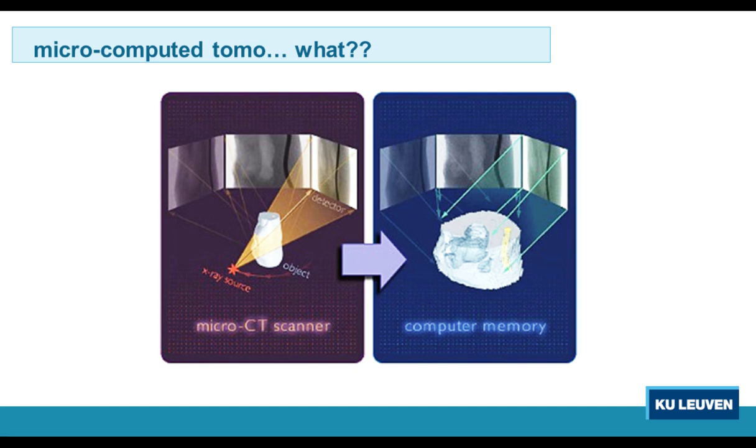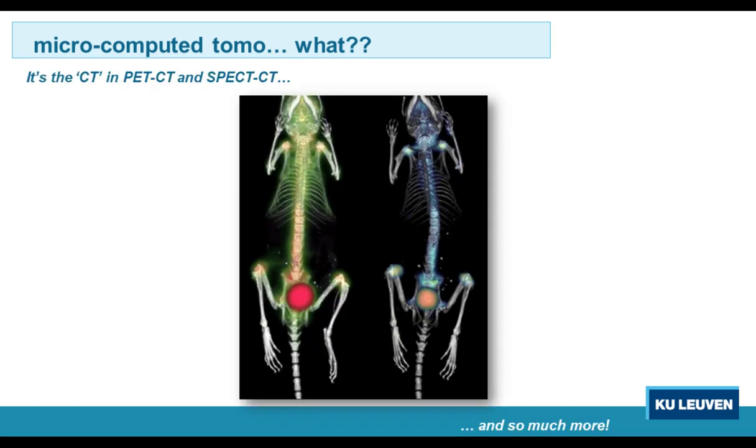And then micro actually refers to the very small, micron range resolution that a dedicated small animal CT scanner can provide for our research. Now, it's very classically used as a co-registration method to give anatomical context to PET and SPECT images, and it stands for the CT in PET-CT and SPECT-CT. Maybe you're very familiar and you've seen a lot of these types of images, but microCT can do so much more than just providing anatomical context to radionuclide imaging methods.